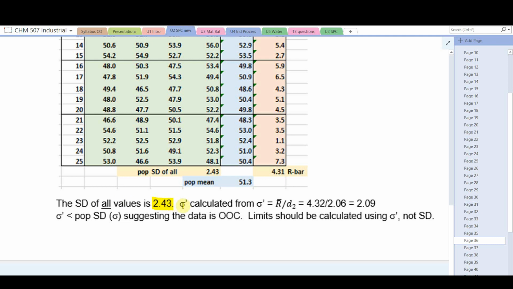If you calculate the standard deviation based on sigma prime, R bar over d2, here's R bar divided by a factor from the table, you get 2.09. And 2.09, calculated from the factor, is less than the actual population standard deviation calculated from the data. Okay, so since sigma prime is less than the population standard deviation, this suggests that the data is out of control. So limits really should be calculated using sigma prime, not from the standard deviation.